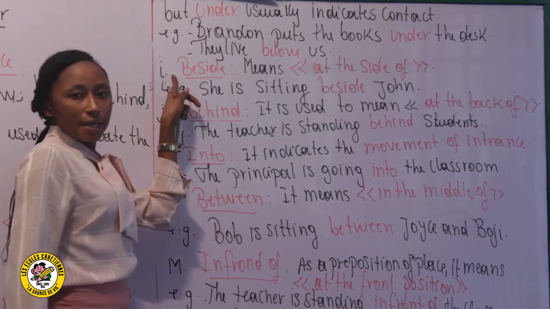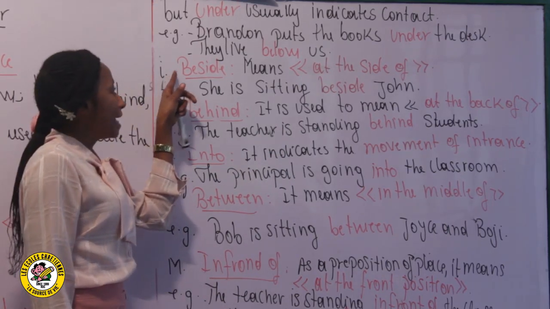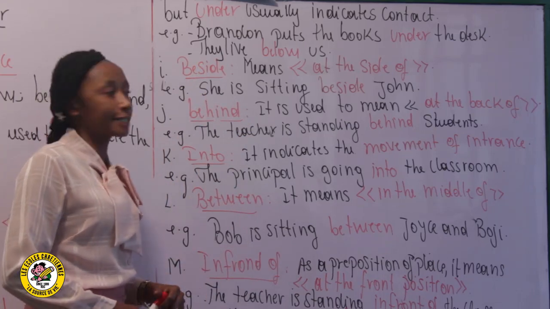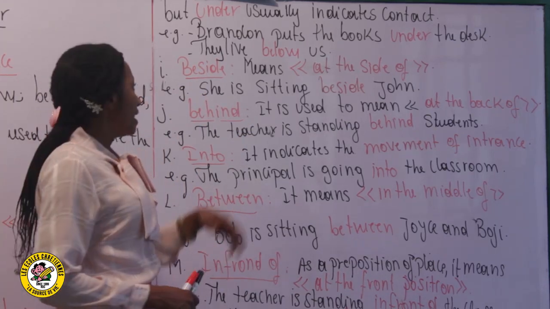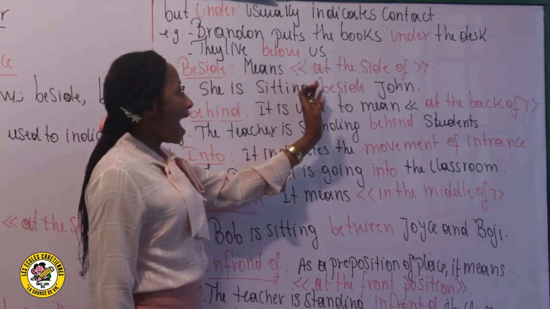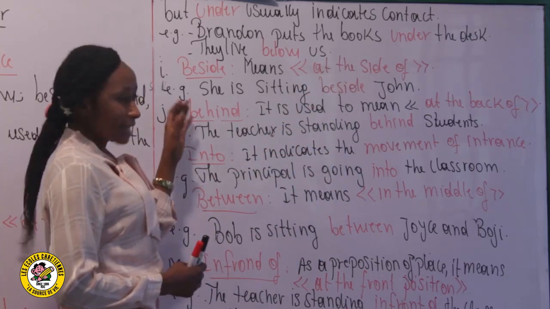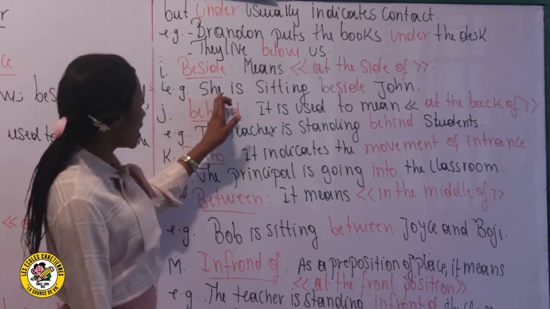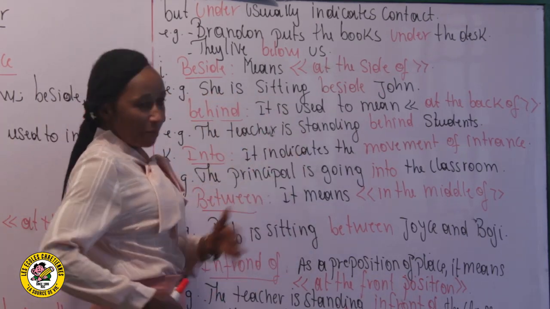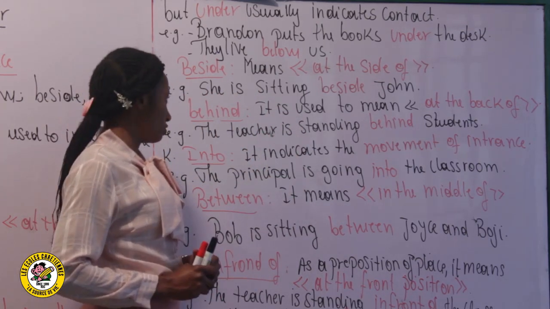Beside. It is a preposition of place. What does it mean? It means at the side of. Example, she is sitting beside Chop.